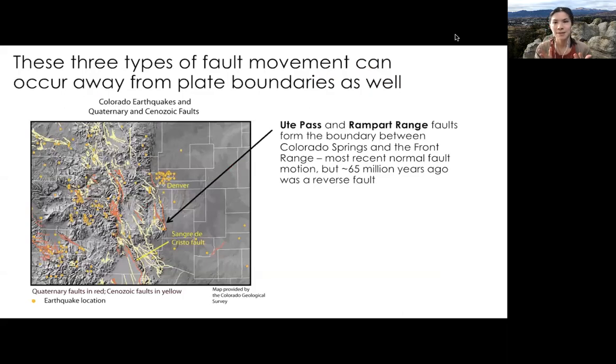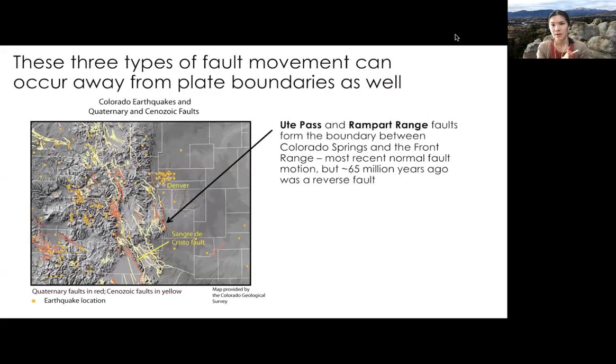So two faults for us to think about, in particular in Colorado Springs, are the Ute Pass and the Rampart Range faults. So if you're in Colorado Springs and you look out west towards Pikes Peak, which is behind me in my virtual background, you may note that we have a fairly flat landscape that very suddenly rises to the Front Range. And that sudden break in the topography is where the Ute Pass and the Rampart Range faults are.